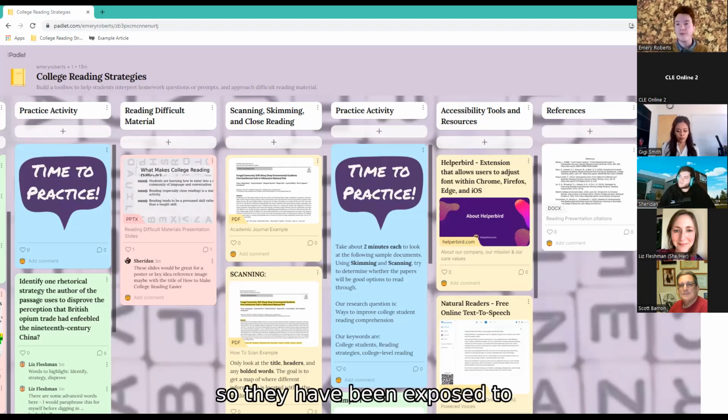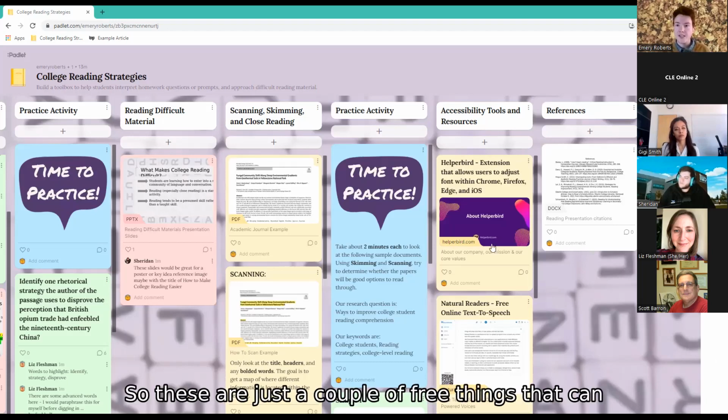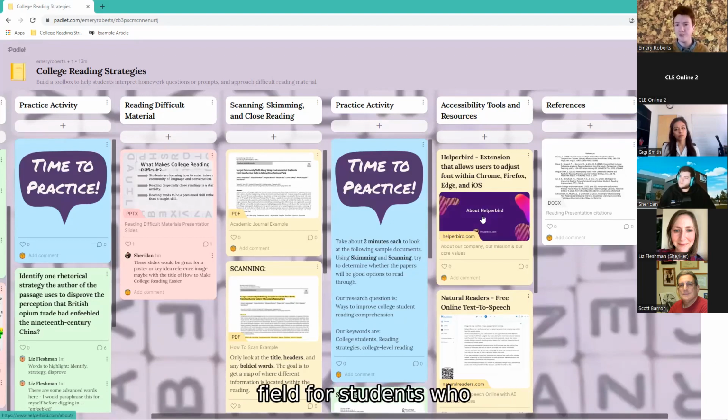So they have been exposed to academic words in the home versus this is their first kind of exposure to it. So these are just a couple free things that can help level that playing field for students who might be in one of those minority groups or others.